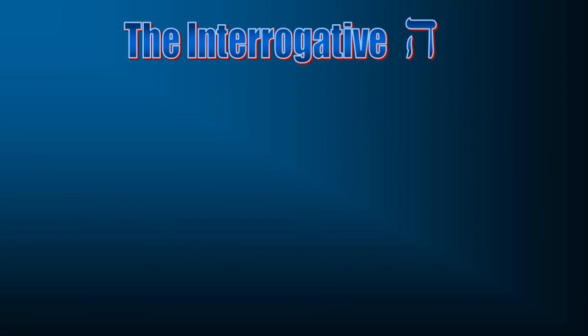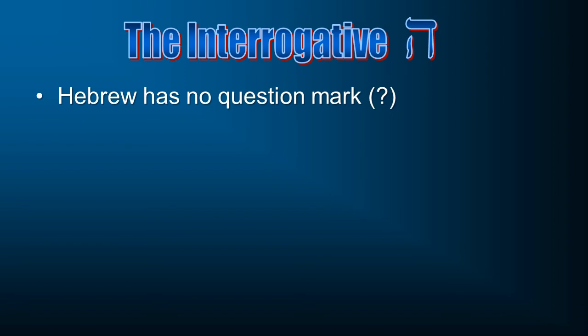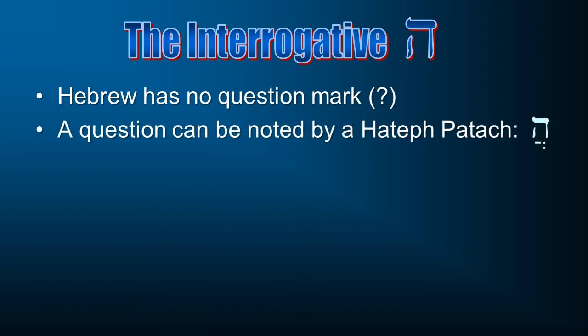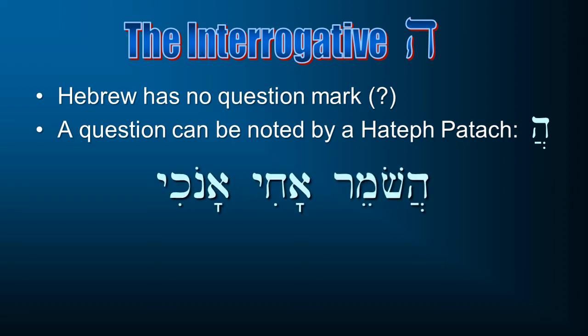Now, next I want to point out what we call the interrogative he. The Hebrew has no question mark, but a question can be noted by a hataf patak. That is, I notice I've got the mark underneath, and then the aleph for my hataf patak. I can't do this with any letter, just with the aleph. It will be at the beginning of the word, or not necessarily the sentence, but the section where the question begins.